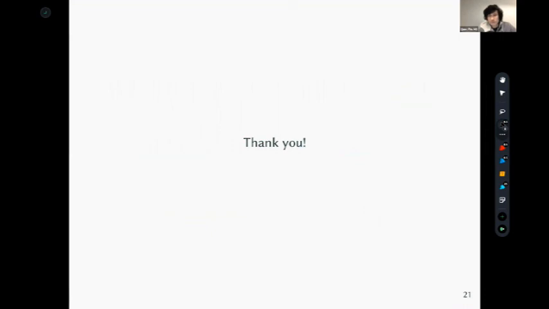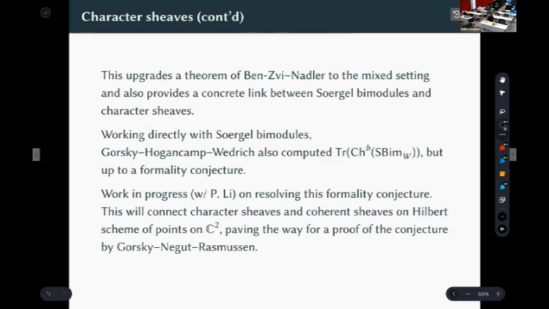Okay. Is there any question or comment? Hello. Hey, yes. On page 20, how does the Hilbert scheme of C2 arise naturally? What's the geometry of C2?